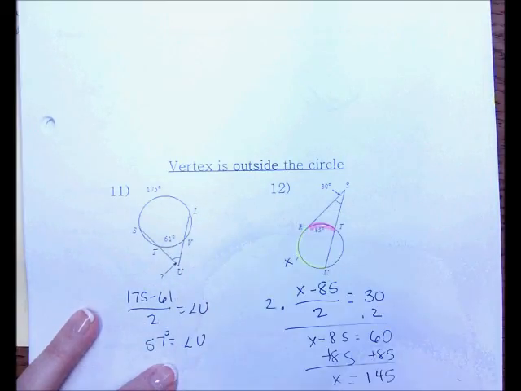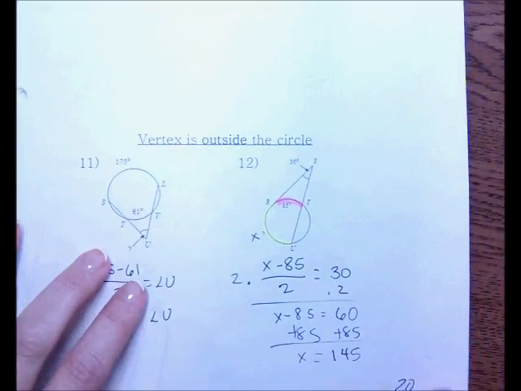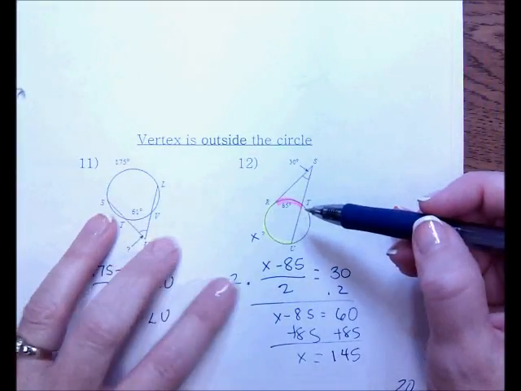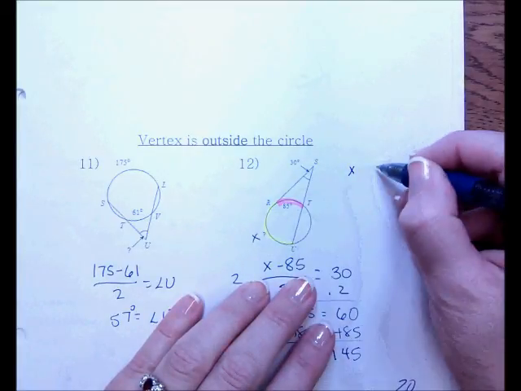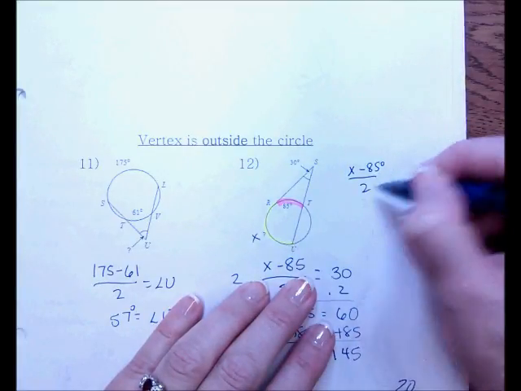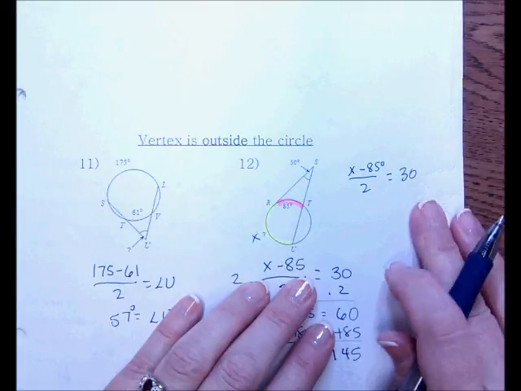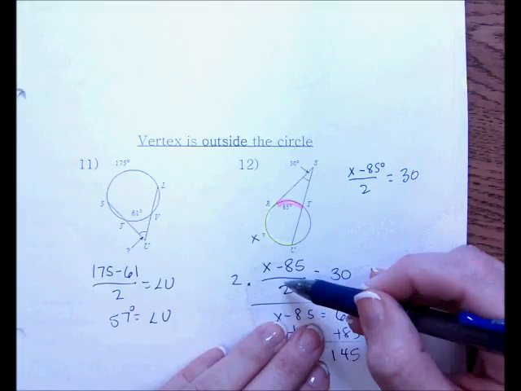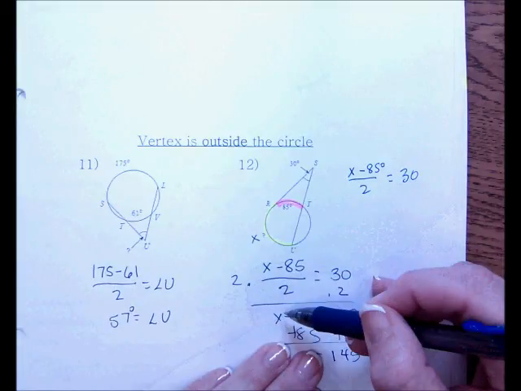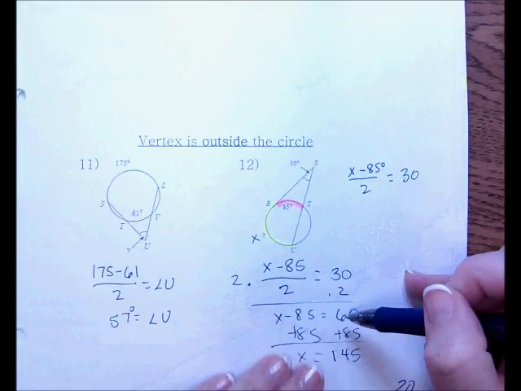But then, of course, it gets a little bit more complicated with number 12. And so we have an arc measure that I don't know, and I'm going to say that's x. So x minus 85 degrees divided by 2 is equal to 30 degrees. So I solve it by multiplying both sides of my equation by 2 to get rid of the divide by 2 on the left side. And then x minus 85 equals 60.